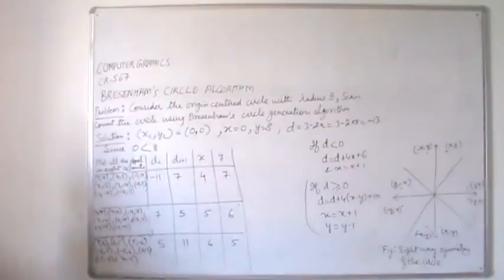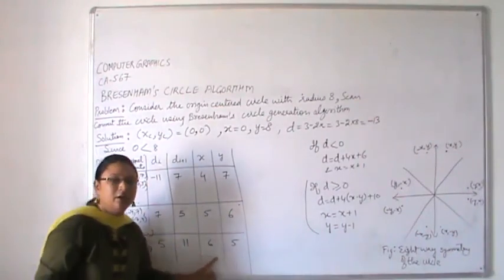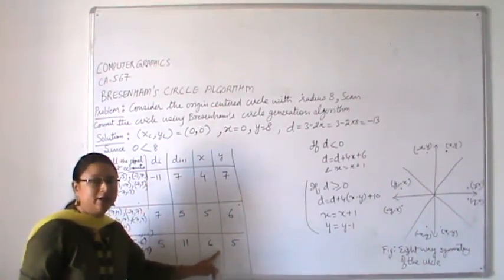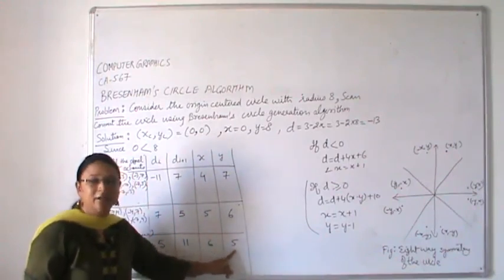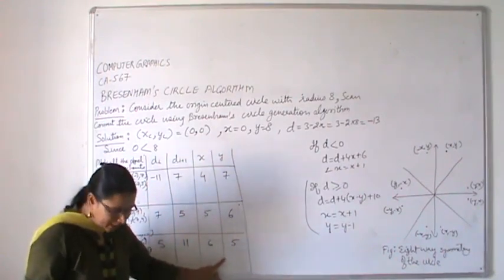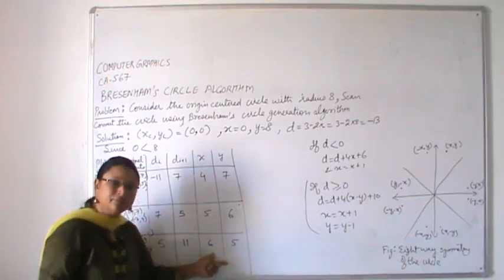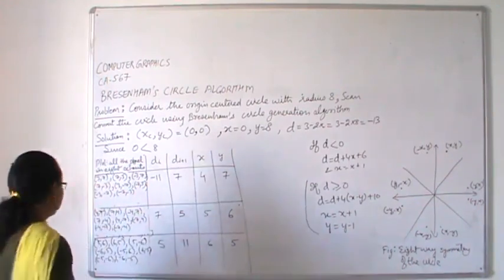As you can see here, now we will check the condition, that is in step number 2, whether x is greater than y or not. Now in this case, x is greater than y. So we have to stop here and we will not plot this one. And we have to exit from the algorithm.